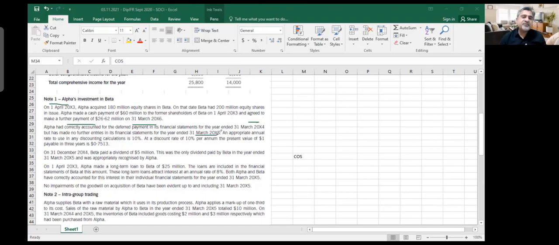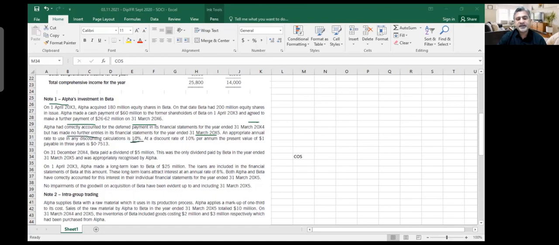So what should go to 31st March 2005? The finance cost for the second year. So it looks like that they did calculate the present value and they did calculate the unwinding of that present value and calculate the finance cost and charge it to the first year, which was 2004 ending. But the second year ending 2005, they did not include that finance cost because it says had made no further entries. So we need to do it.